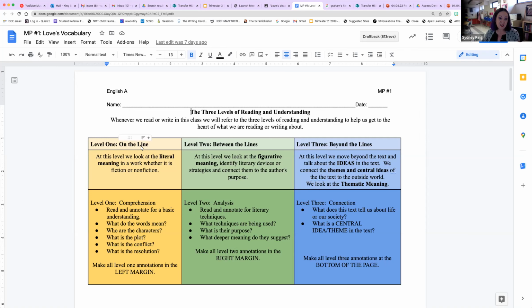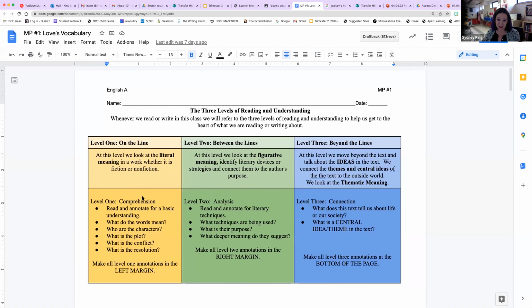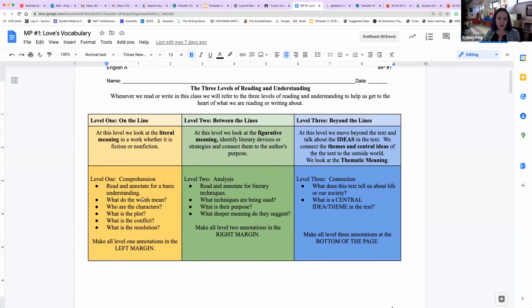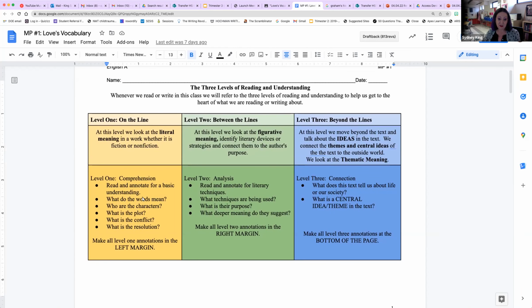The first level is the on the line reading. The first time you listen to this reading, you should just be looking for if you understand it at the basic level. Do you understand what this is talking about? So you'll annotate for what do the words mean? What is she trying to say? This is a work of nonfiction, so you're not going to find characters and plot, but you'll be looking for what is she trying to say?